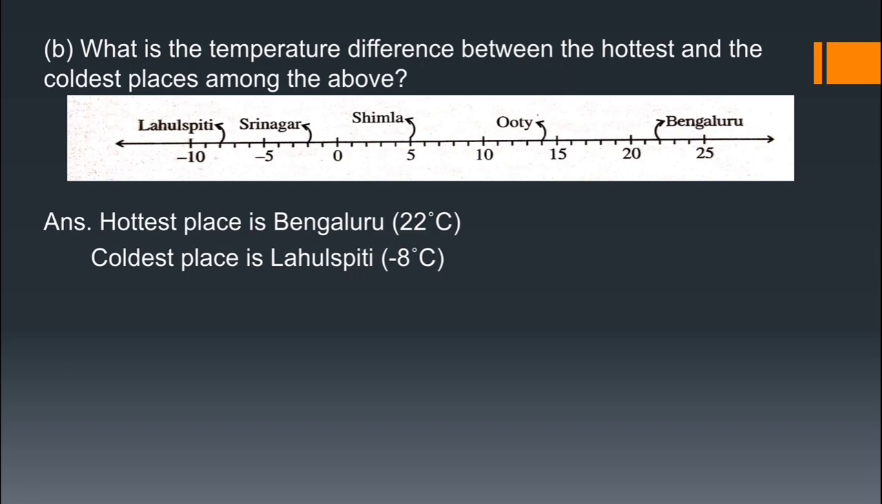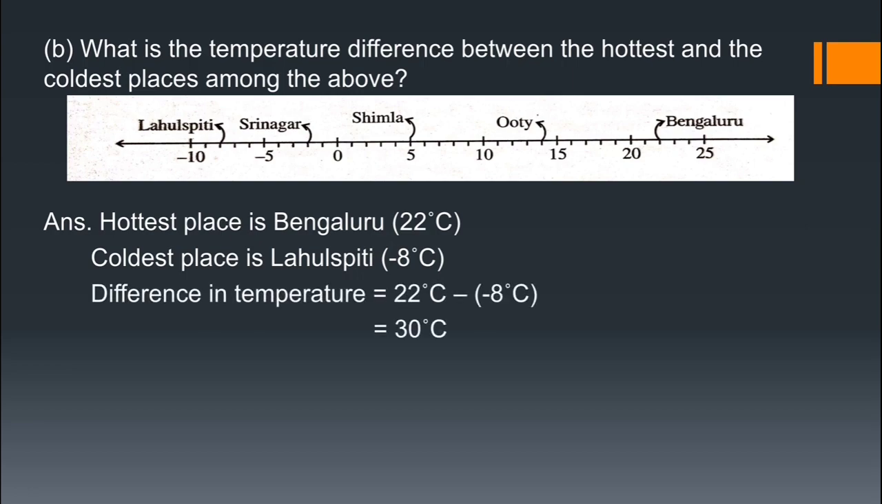So difference in temperature can be written as 22 degree centigrade minus 8 degree centigrade. Now this minus and this minus becomes equal to plus. So we can write 22 degree centigrade plus 8 degree centigrade, and 22 plus 8 comes out to be 30 degree centigrade. It means we can say that the temperature difference between the hottest and coldest place among the above is equals to 30 degree centigrade.